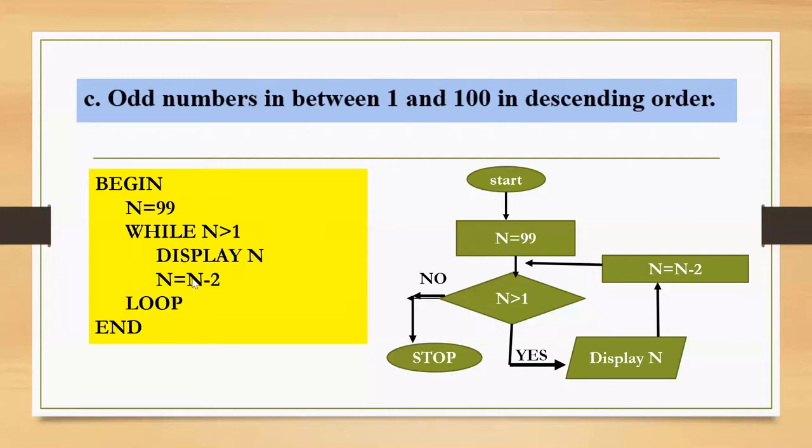Then 99 is displayed. Then after 99 minus 2, it is 97. So 97 goes up. Then is 97 greater than 1? Yes. So likewise, 3 is also printed, 3 greater than 1, yes. Then 3 is printed, 3 minus 2 is 1. Is 1 greater than 1? No. Then it stops. So you cannot see 1 there, right? Because I'm asking in between, right? So without 1 and 100, you have to find the odd numbers, right?